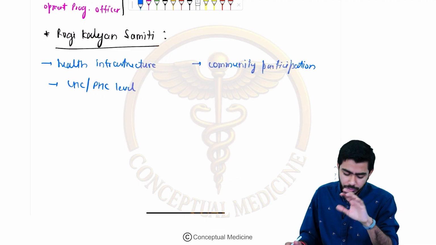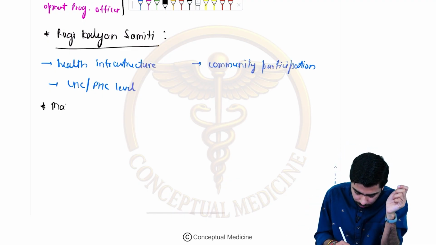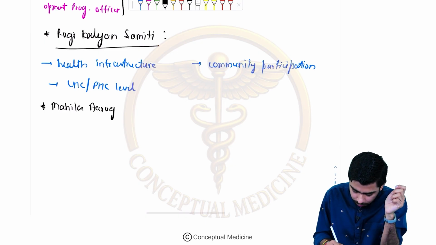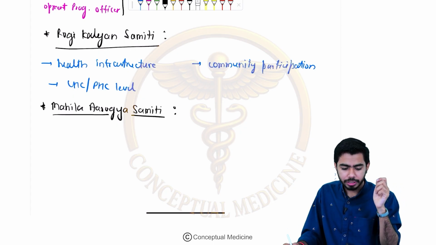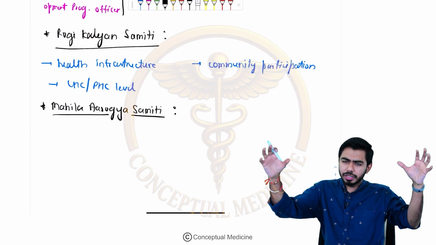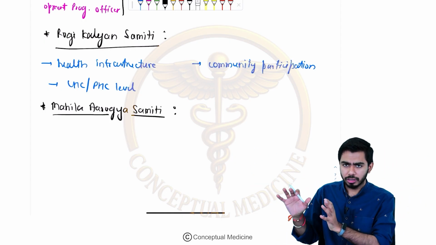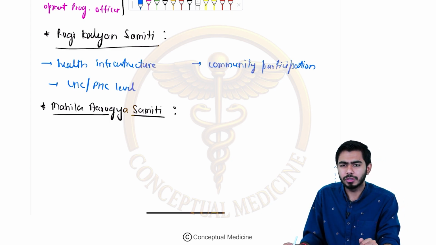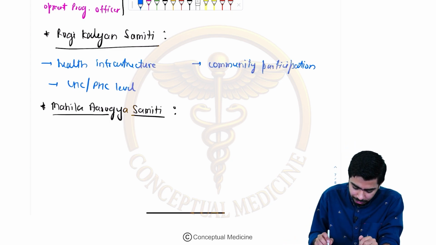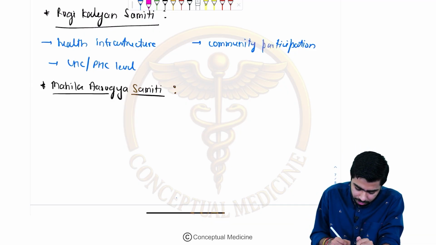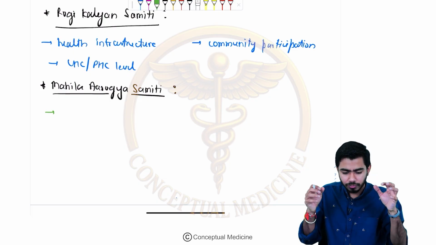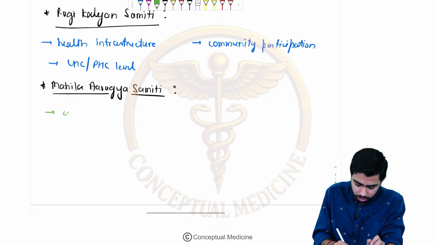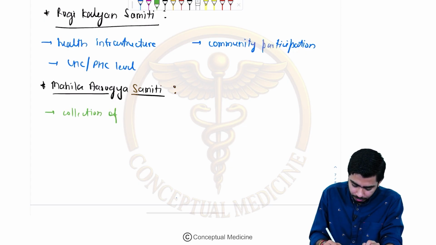Now there is one more Samiti over there, called the Mahila Arogya Samiti. Let's talk about that Samiti also. This is a collection of females from the specialized departments, and they are working for the betterment of the healthcare system, mainly the female healthcare system, because these are the females who govern this category. That's how the name is also. It is a collection of females from the rural and urban areas.